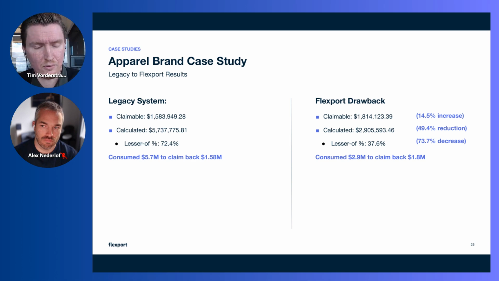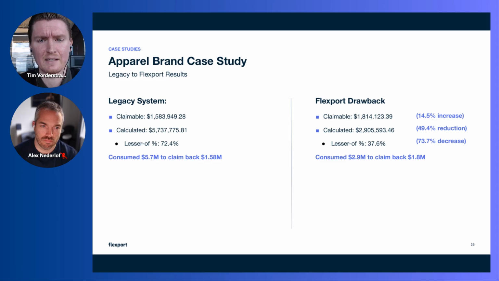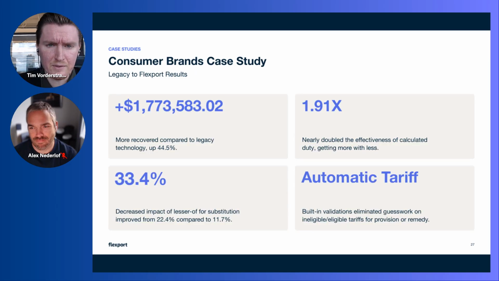Our software was able to optimize, right? We brought that calculated down to create better matches, and we were able to consume only 2.9 to get the 1.8, saving ourselves about 73.7% of that lesser of impact, and went down from 72.4% impact of the lesser of down to 37.6. If we look at another example, this is a consumer brand.